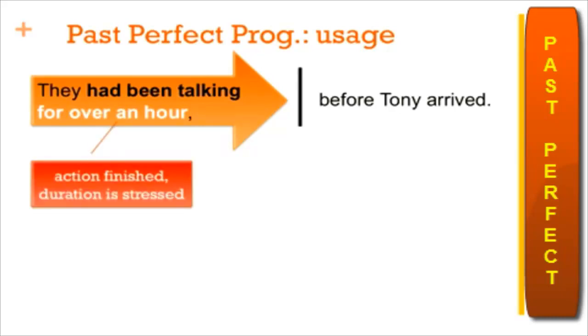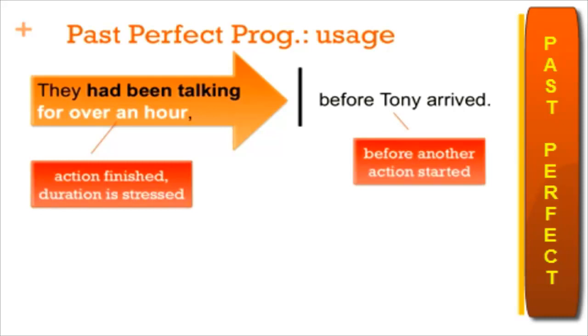Now, in this case, there is a finished action. They had been talking, but here the duration is stressed, which means that we say exactly how long this action has actually lasted, for over an hour. And when a duration is stressed, which means that when we say how long something has lasted, then we actually use the ing form. So in this case, they had been talking for over an hour, and then Tony arrived. This is another action that started, and this action is in the past tense.